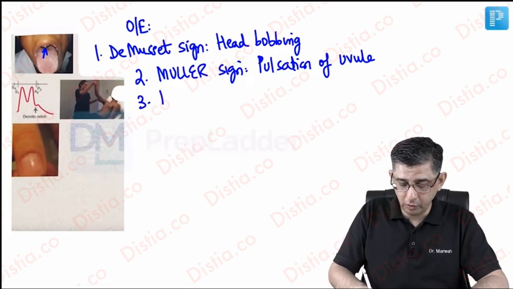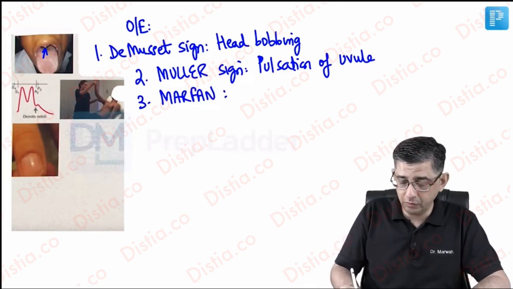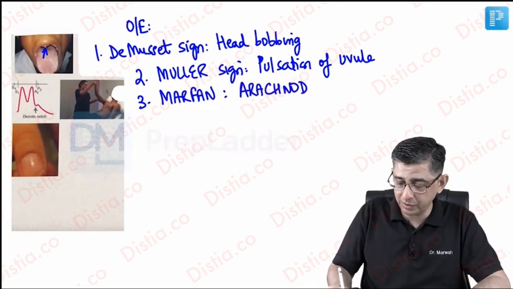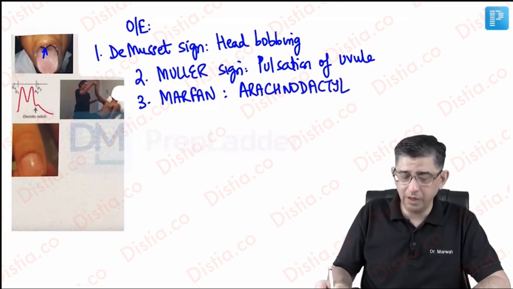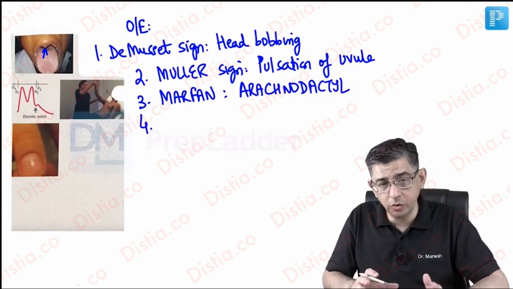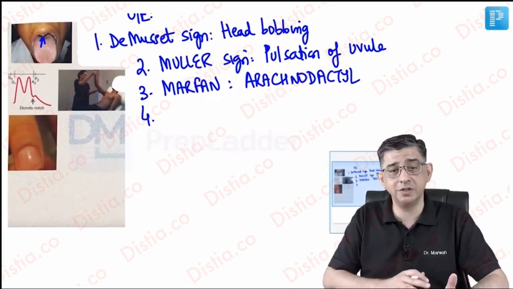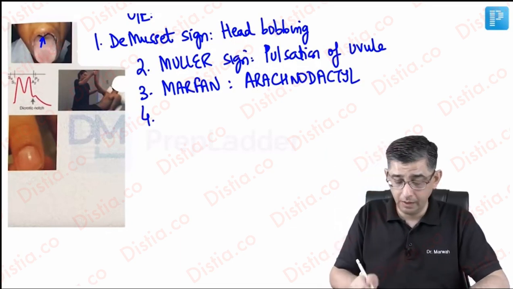After these two signs, I will also check whether there is any evidence of a connective tissue disorder, because in Marfan syndrome, for example, we have arachnodactyly. That means the fingers of these patients would be very long. So while doing a general physical examination, it's always a good idea to also look for evidence of any other findings related to the causes that I mentioned before.